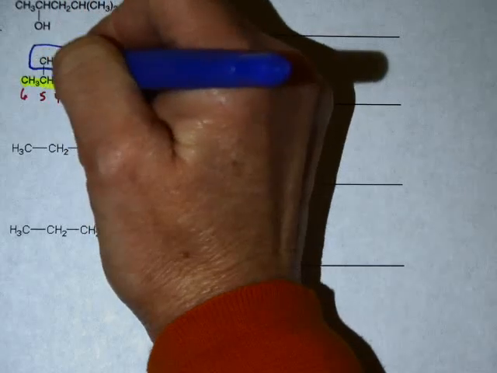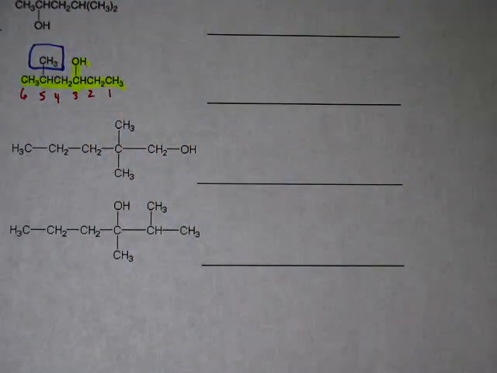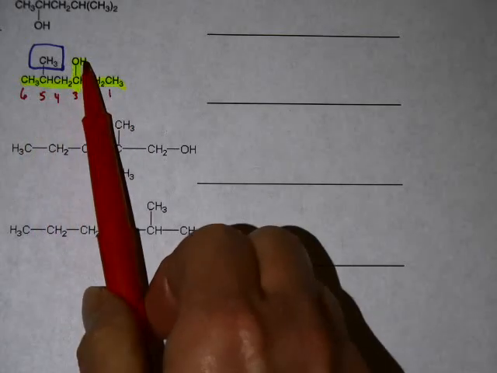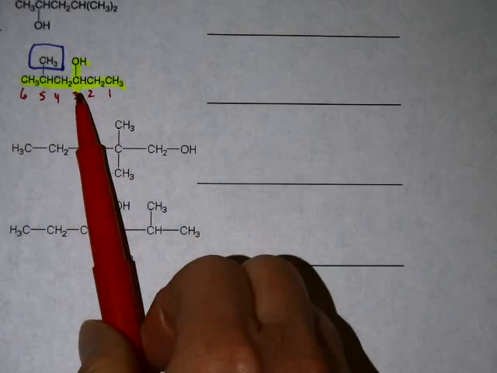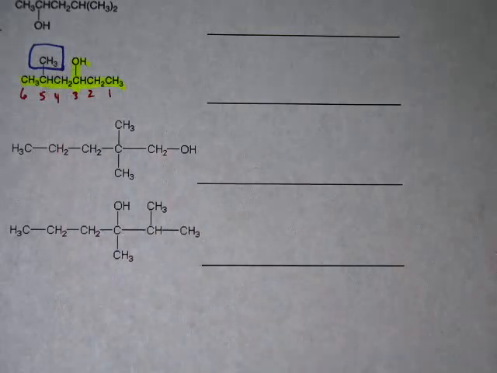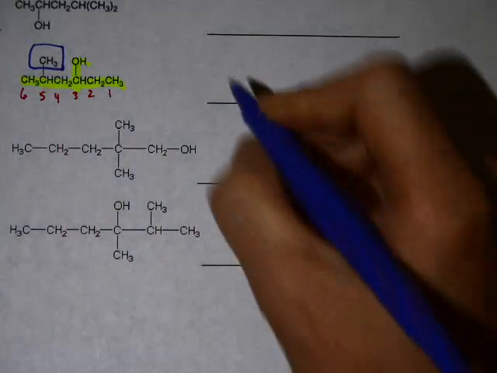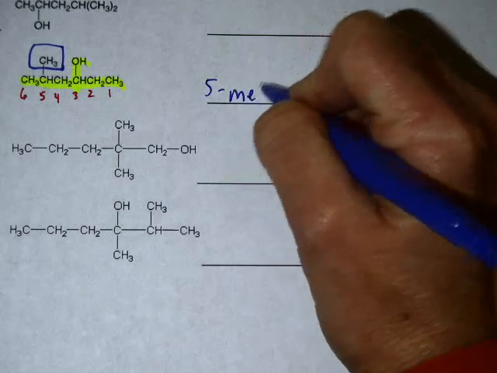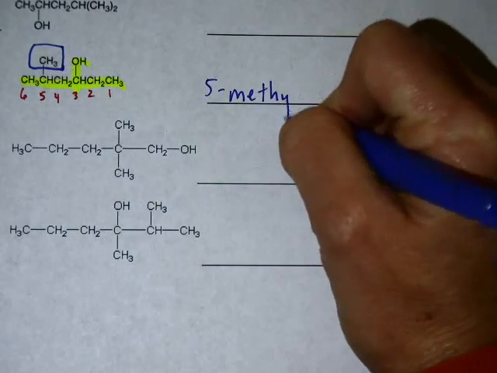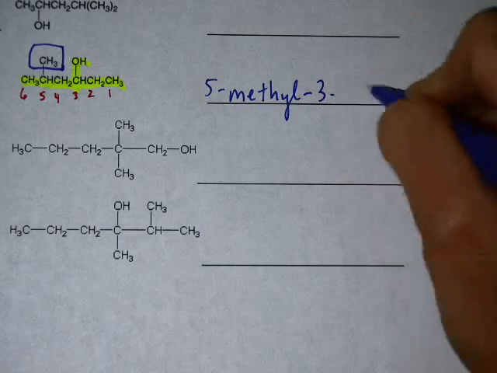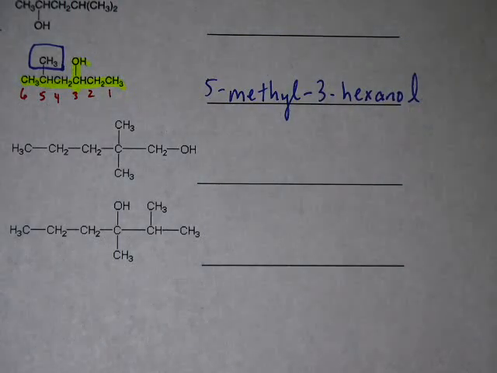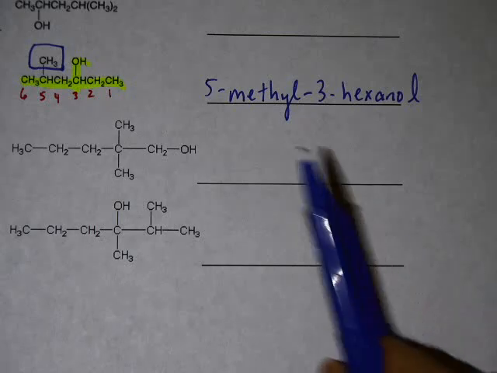And then we identify if anything is branching off. Sure enough, right there, methyl group on carbon 5. So we have a longest chain of 6. Alcohol group itself is on carbon 3, methyl group on carbon 5. That will look like this. 5-methyl, 3-hexanol. And before we move on, let's make sure that this name makes sense.